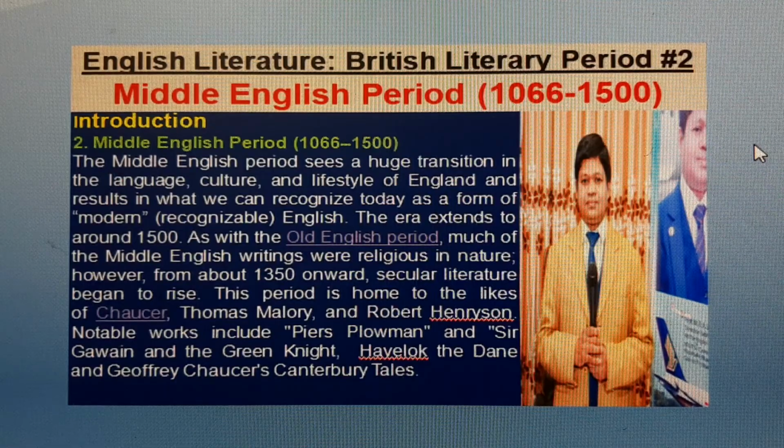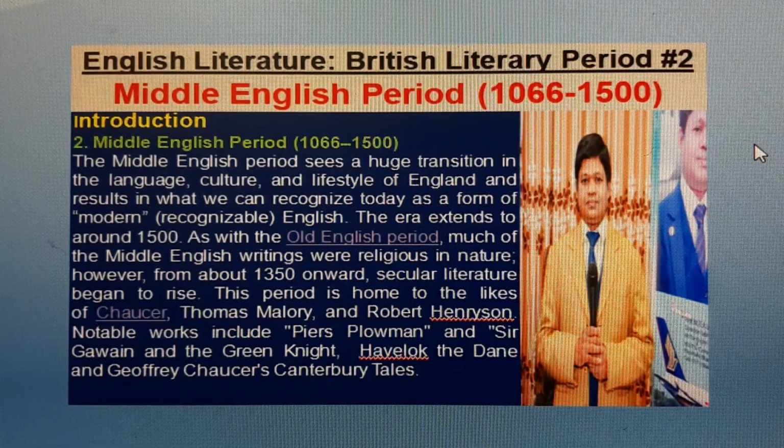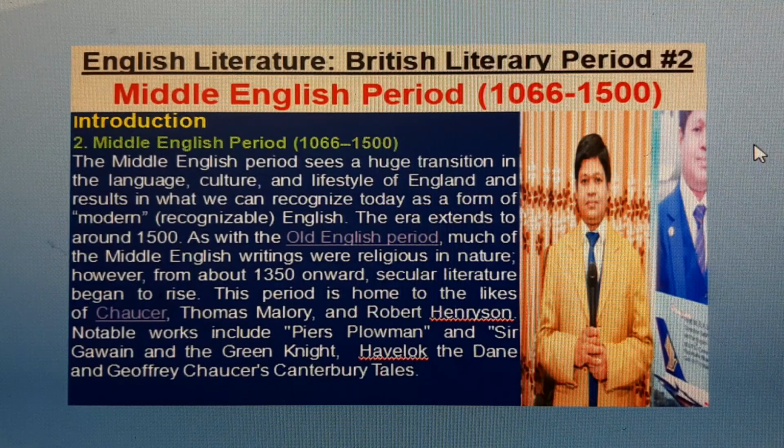As with the Old English period, much of the Middle English writing was religious in nature. However, from about 1350 onwards, secular literature began to rise. This period is home to the likes of Chaucer, Thomas Malory, and Robert Henryson. Notable works include Piers Plowman, Sir Gawain and the Green Knight, Havelok the Dane, and Geoffrey Chaucer's Canterbury Tales.